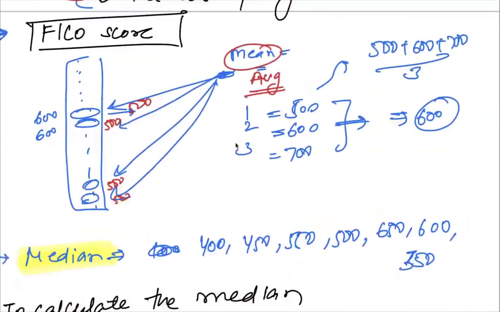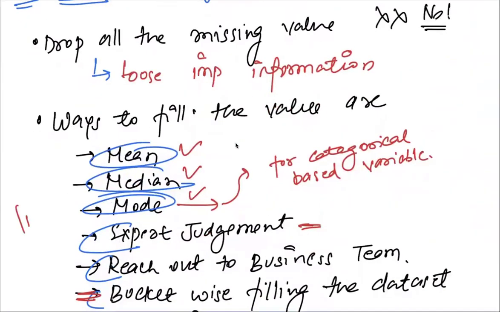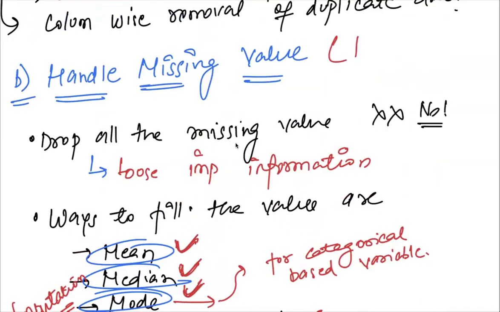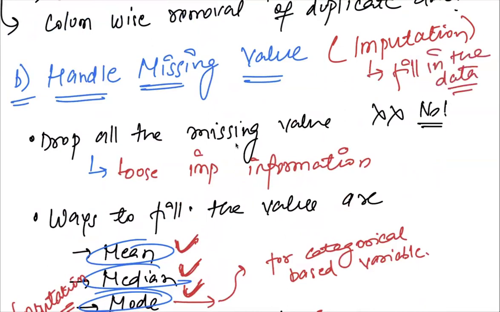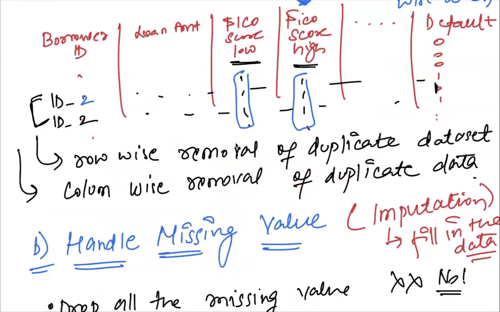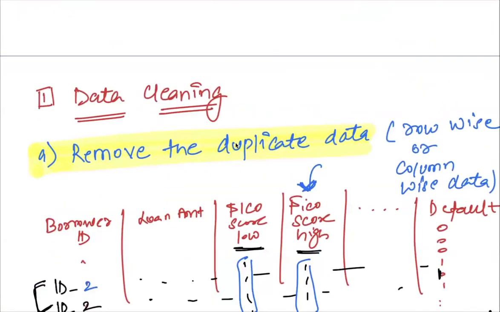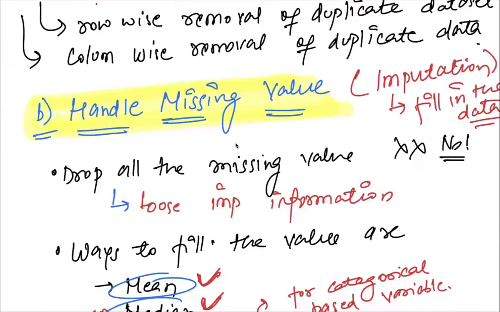Whenever we fill in the data, it is called imputation. Imputation means to fill in the data, and these are the imputation techniques. So up till now, what we saw: first was to remove the duplicate data. Second was to make sure we handle the missing values.